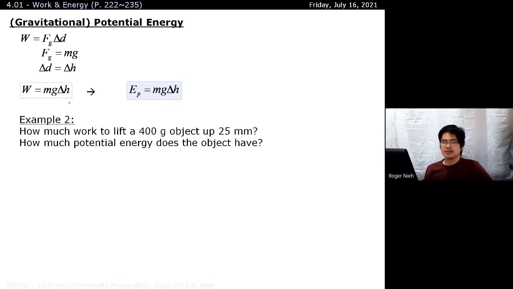Okay, so let's go through this calculation. How much work is it to lift a 400-gram object up by 25 millimeters? And once we're done with it, how much energy is now contained in the object?